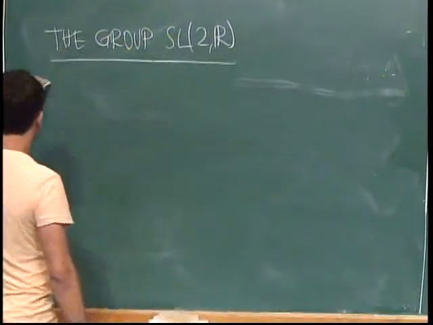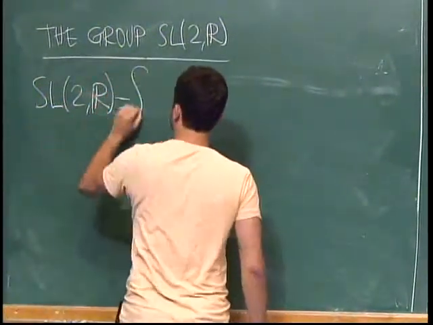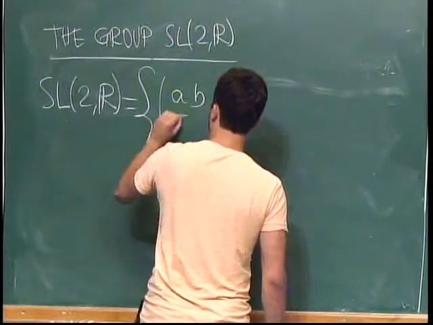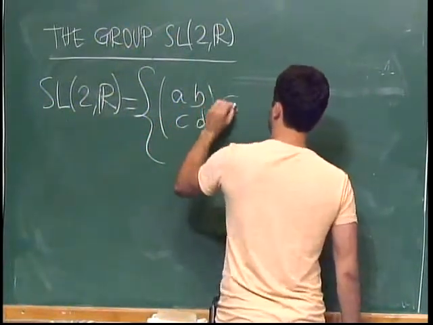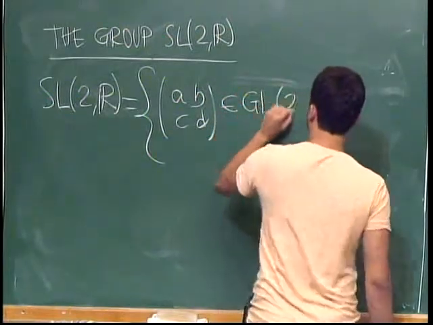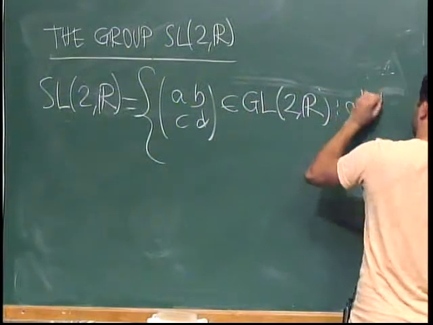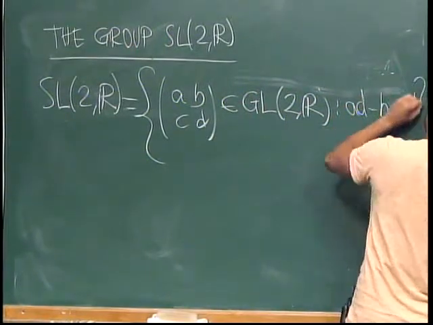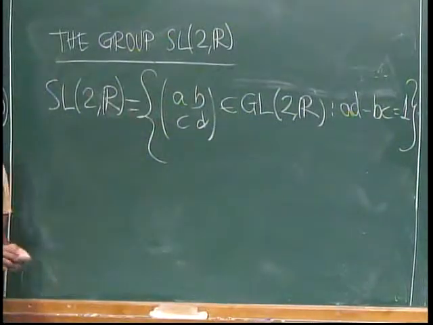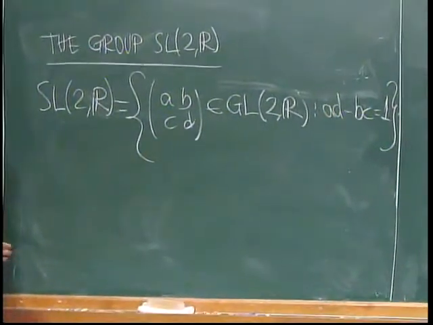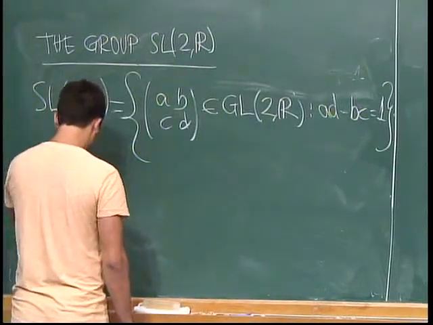So, as I wrote before, SL2(R), just to remind you, is the set of all 2 by 2 real matrices of determinant 1. So these matrices belong to GL2(R), such that ad minus bc equals 1. And it has some interesting subgroups which are going to be important for us. One of them is the rotation subgroup.